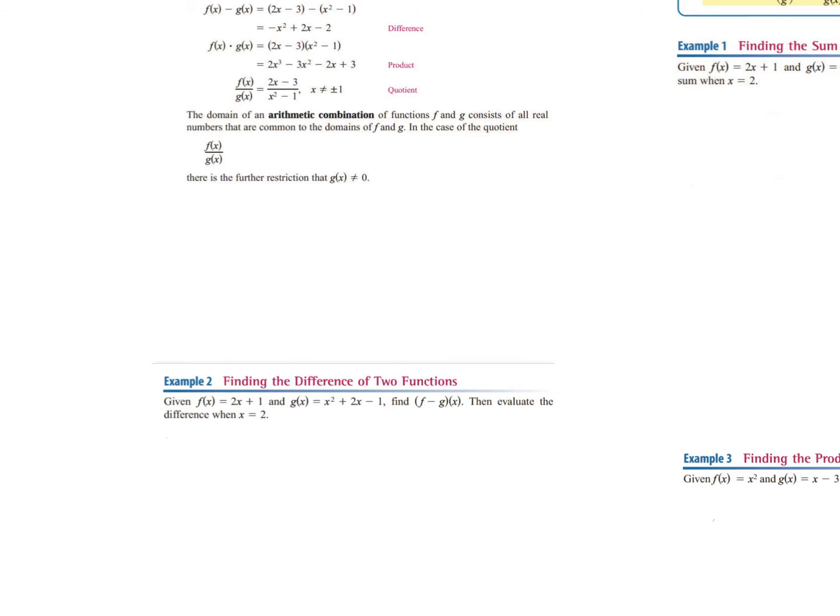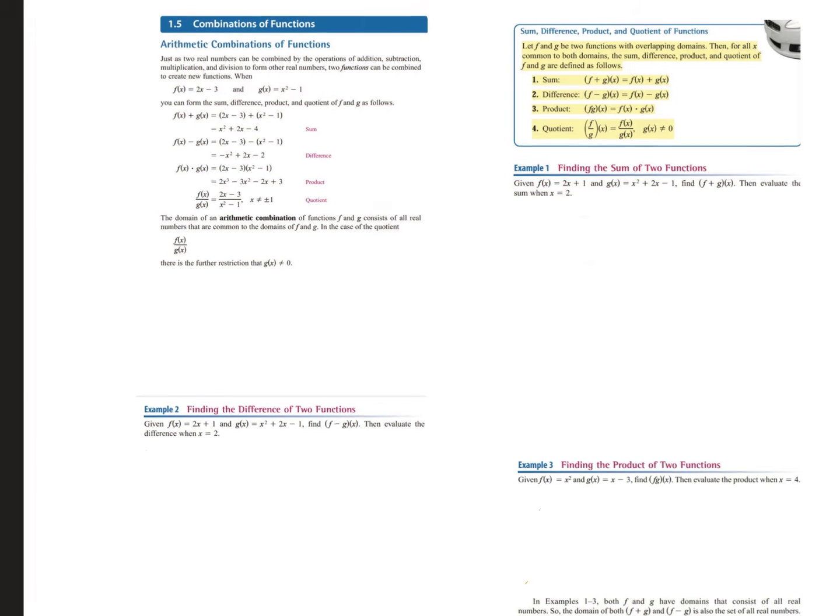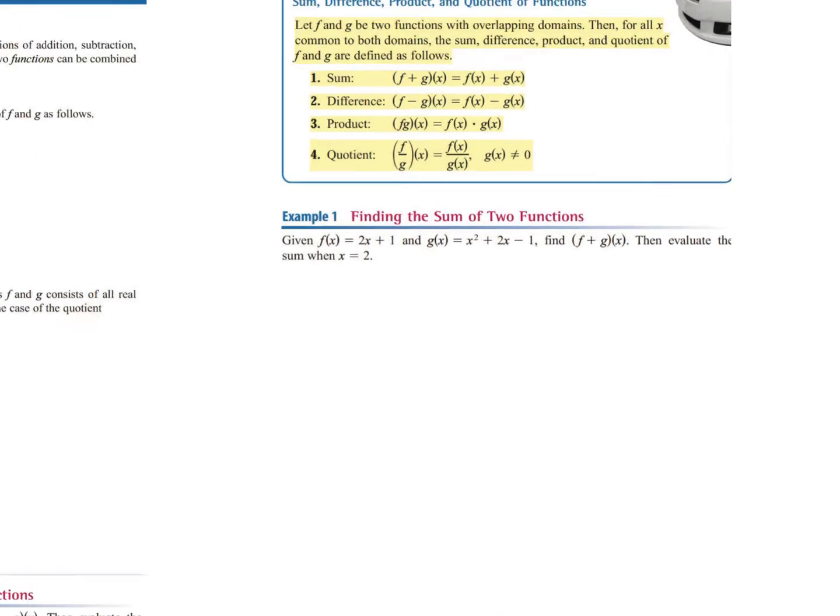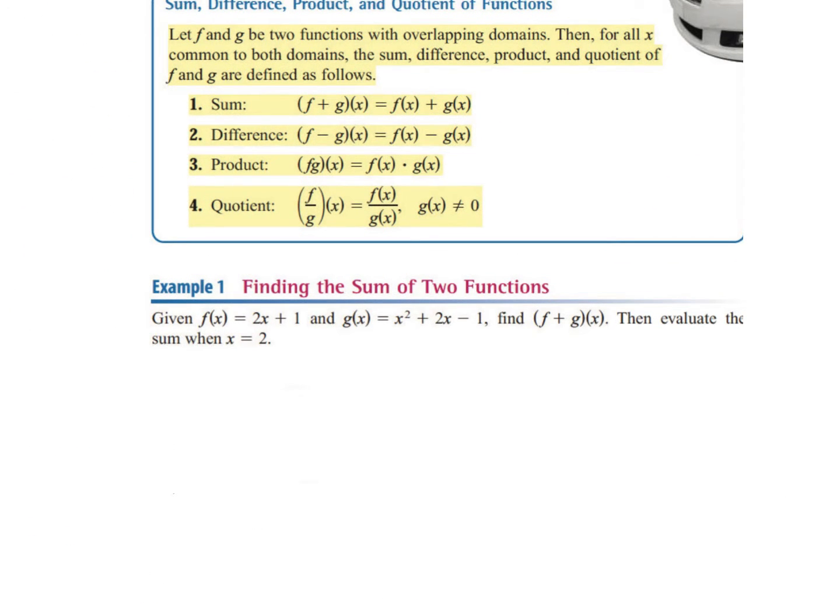So looking at our first example on the right, we are finding the sum of two functions. It could look like this one here, where it says f plus g of x, which is the same thing as f of x plus g of x. These mean the same thing, it's just written two different ways. When we are asked to add the two functions together, we just want to take f of x and add it to g of x.